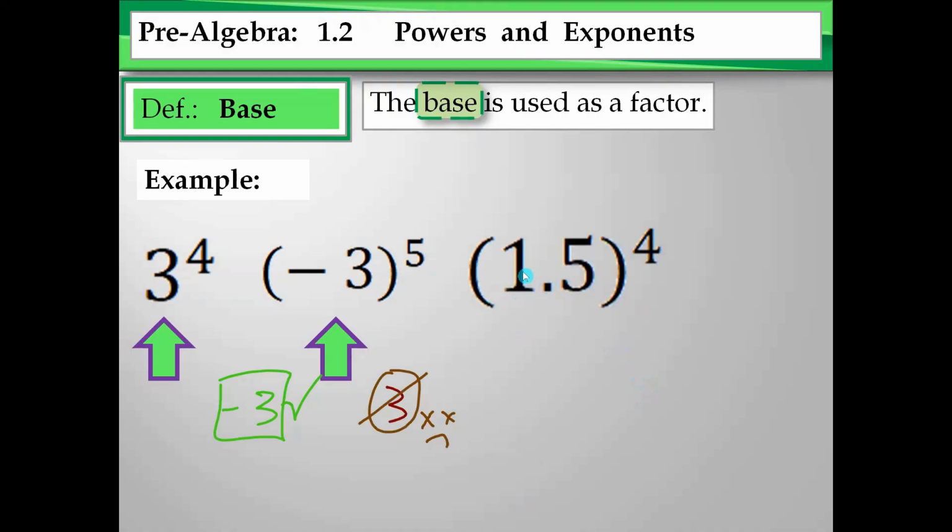In the following situation, we have parentheses 1.5 close parentheses to the power of 4. Our base is 1.5. In the last situation, we have variables. So we have b to the power of x. Our base here is b. And these are some quick examples of different bases.